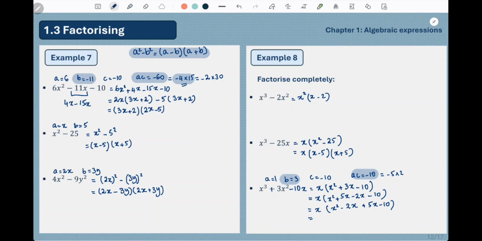Okay, so x minus 2, and then plus 5. 5 is the common factor, x minus 2. So here we successfully got the common factor in both of them, and then we get x minus 2, x plus 5, and perfect. We're done with today's lesson.